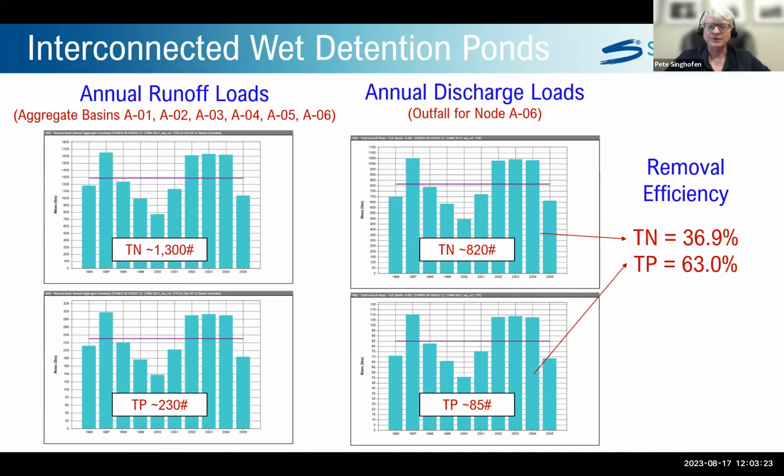removal efficiency. So you could look at this and then say, okay, if my targets are higher than this, if I need to get 50% or 55% TN removal, maybe we add something at that last pond A06, maybe some type of bold and gold filtration media or something like that to help denitrify it.